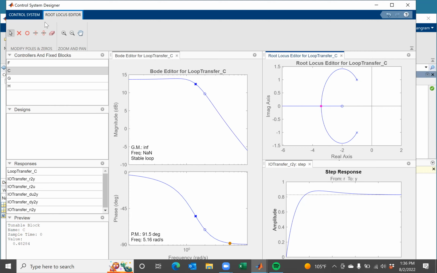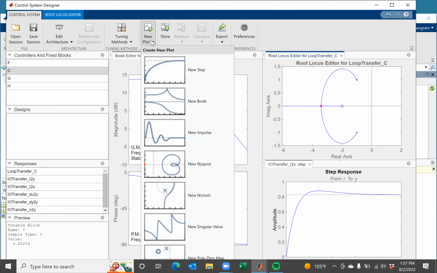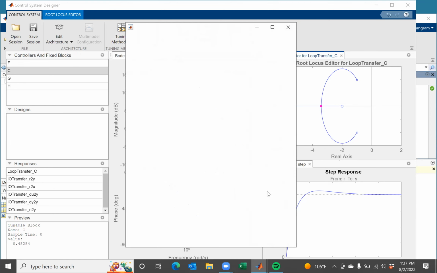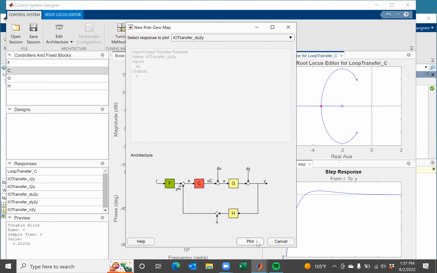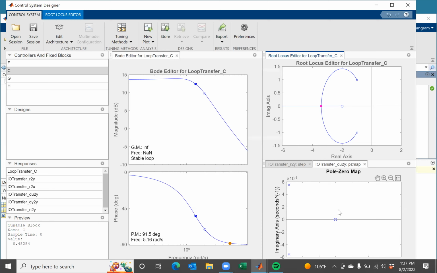And if you look at this control system, you can use this for a lot of other applications. Basically, you can use the SISO tool for designing. If you want to generate a new plot, you can add a Bode plot, an impulse plot, or a Nyquist plot, or you can do something called the pole zero map. And then you will notice, if you say plot, it will show you the locations of the poles and the zeros. So please note, this is the pole, this is the pole, and this one is the zero.